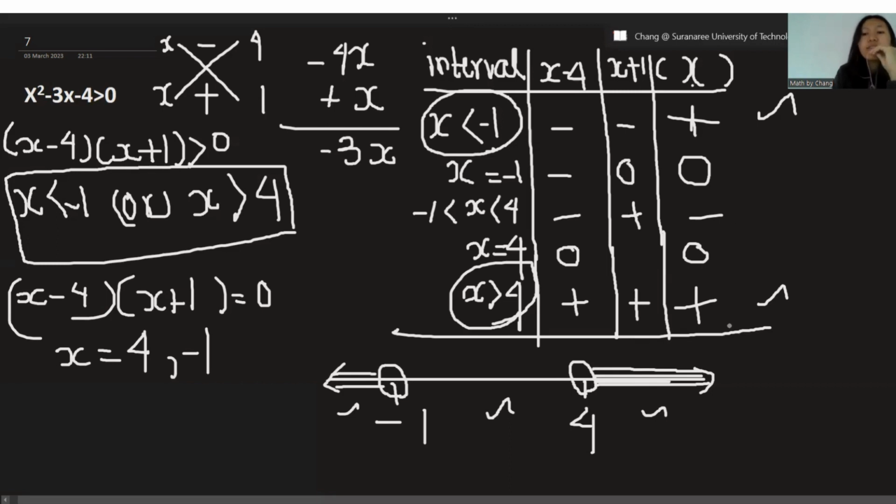So in the next video, we will do some exercises about cubic inequality. So I hope you all will get this.